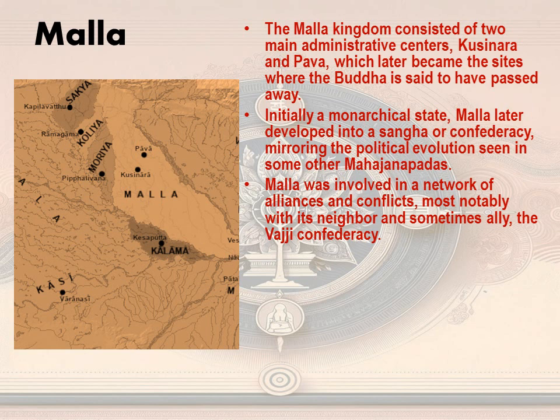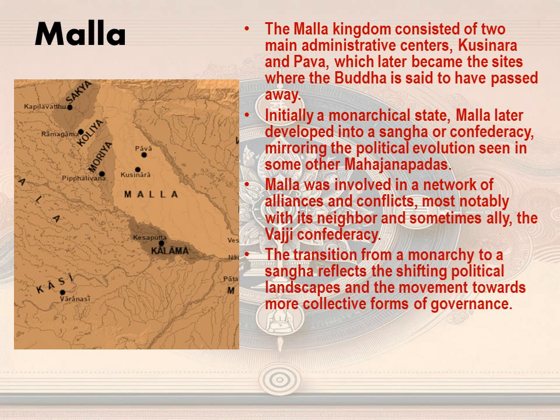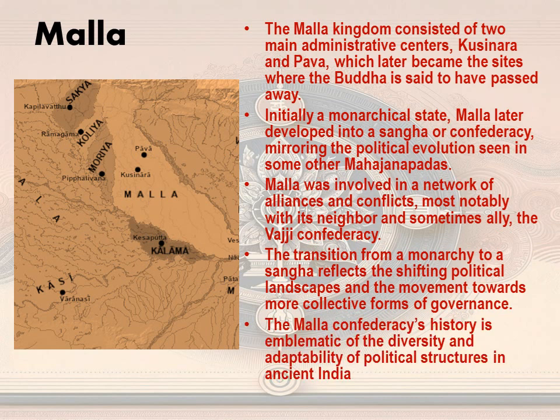Malla was involved in a network of alliances and conflicts, most notably with its neighbor and sometimes ally, the Vajji Confederacy. So Malla always had some kind of love and hate relationship with the Vajji Confederacy. The transition from a monarchy to a Sangha reflects the shifting political landscape and the movement towards more collective forms of governance. So here we see an evolution in the form of governance. Malla Confederacy's history is emblematic of the diversity and adaptability of political structures in ancient India.